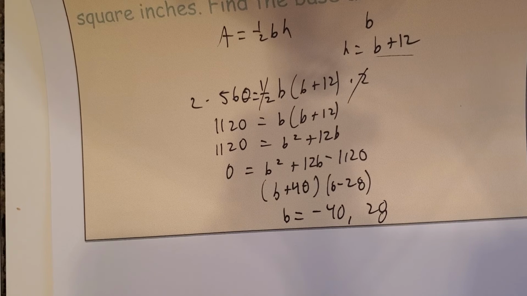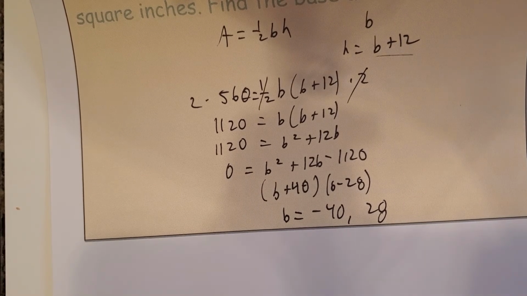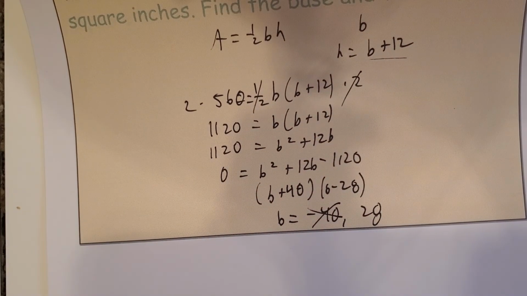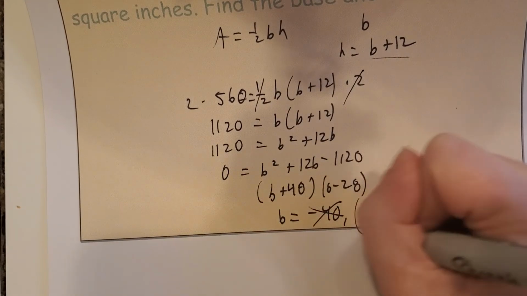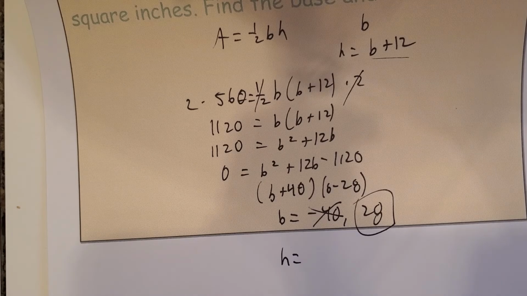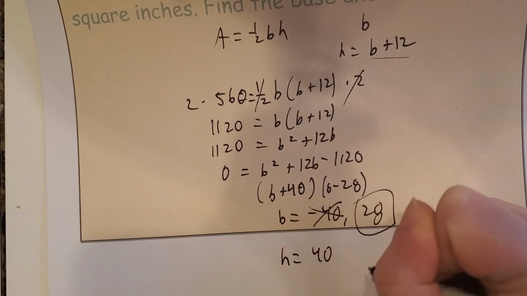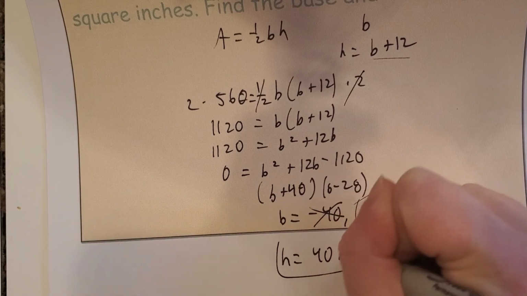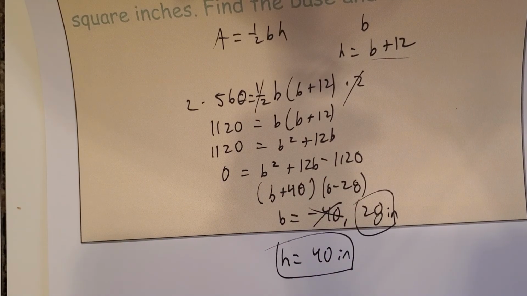But, again, you have to remember, this is geometry, you know? If you're talking about a base has a length of negative 40, that makes no sense. Length can't be negative. So the only possibility for our base here is 28. Which means our height is 40? Yeah. Do we have units? Inches, inches. There you go.